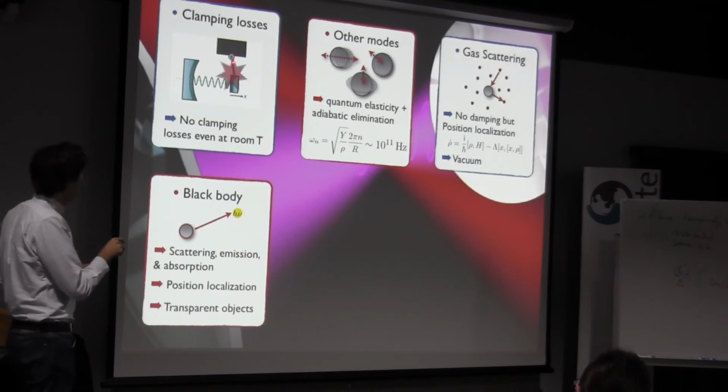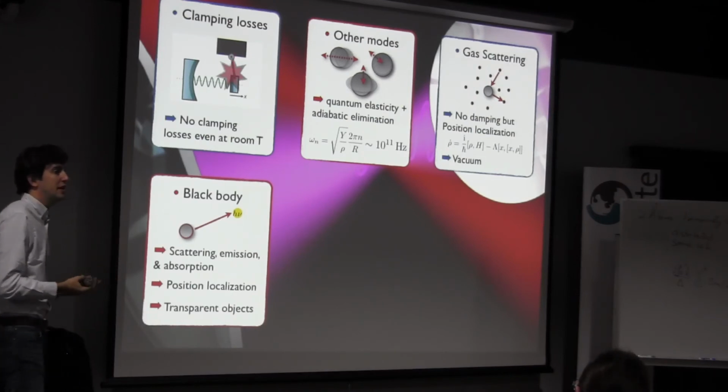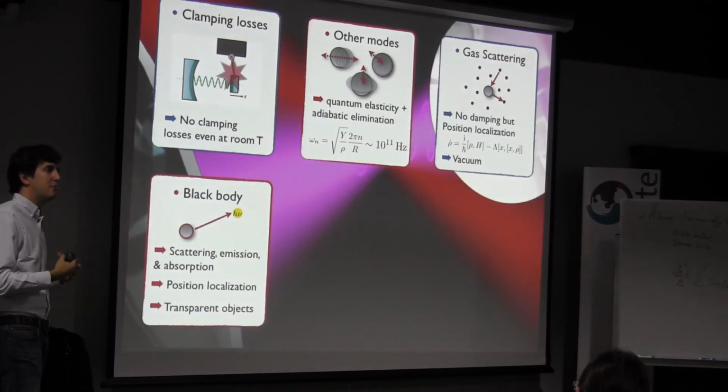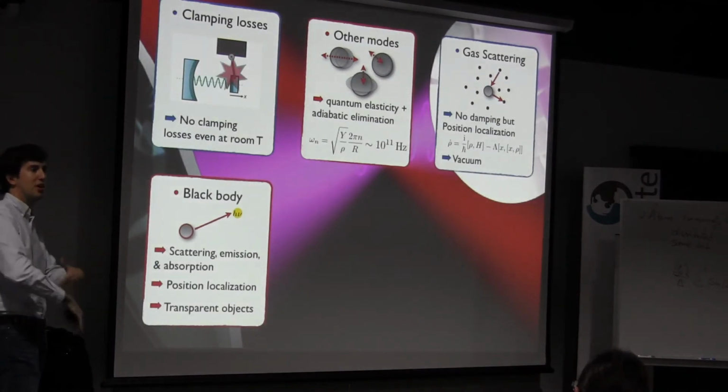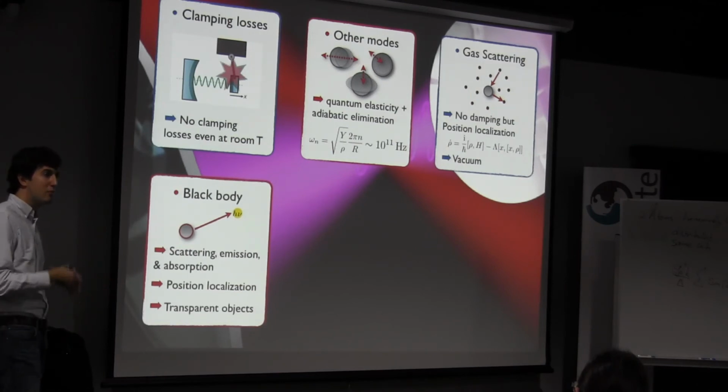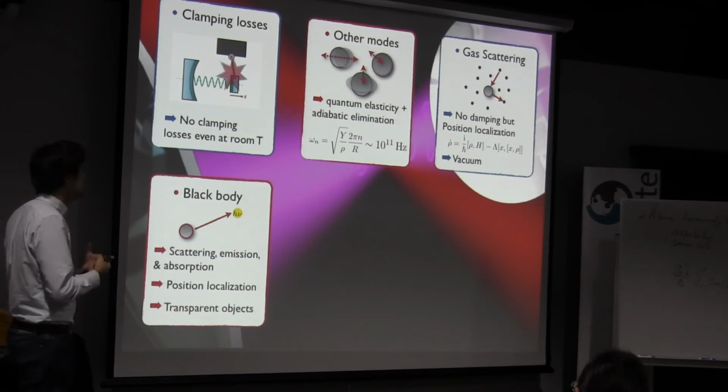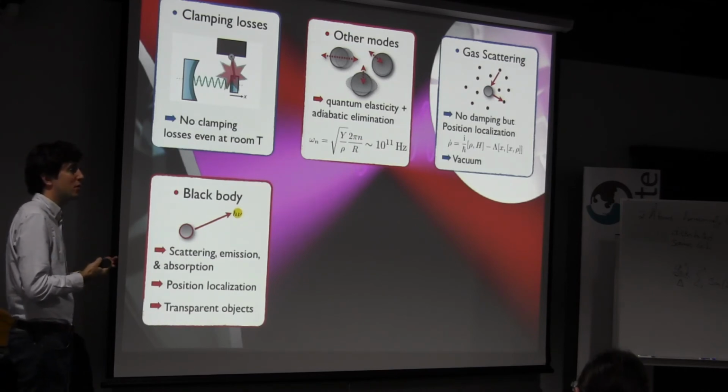An important thing might be black body radiation. Because we don't have clamping losses and we don't have thermal contact, all the heat that the particle absorbs is very difficult to release. Right? So the only way to release it is through black body radiation. And black body radiation is quite a slow process, so the overall effect is that the object heats up, and it will most probably always be at much higher temperatures than room temperature.